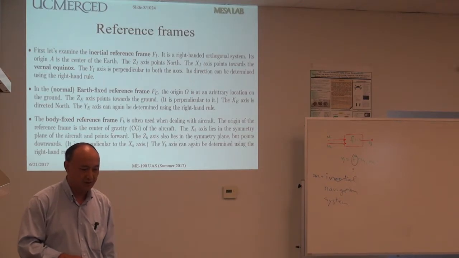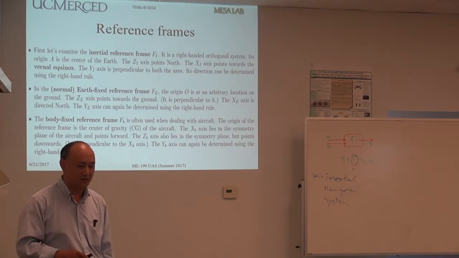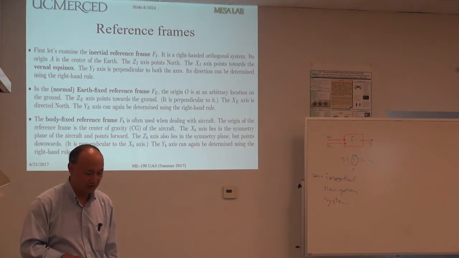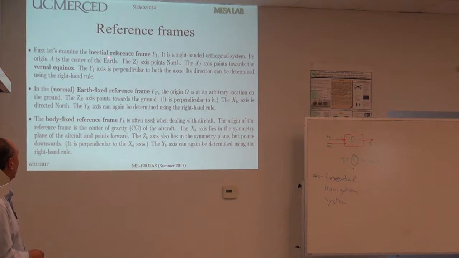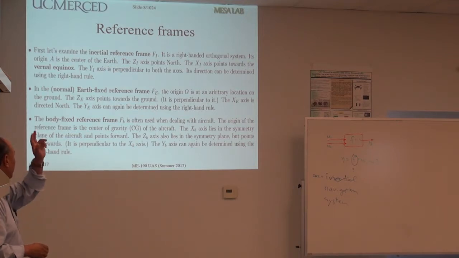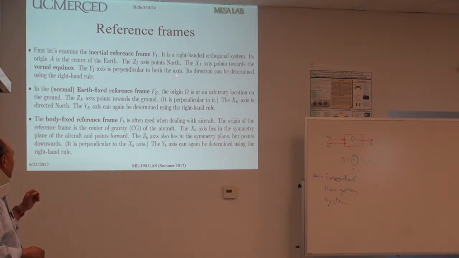Okay, so when we start to discuss details, we should understand what the reference frame is. There is something called the inertial reference frame. It's a right-handed orthogonal system. The origin is the center of the Earth. The ZI axis points to the north, the XI axis points towards the vernal equinox, and the YI axis is perpendicular to both axes.